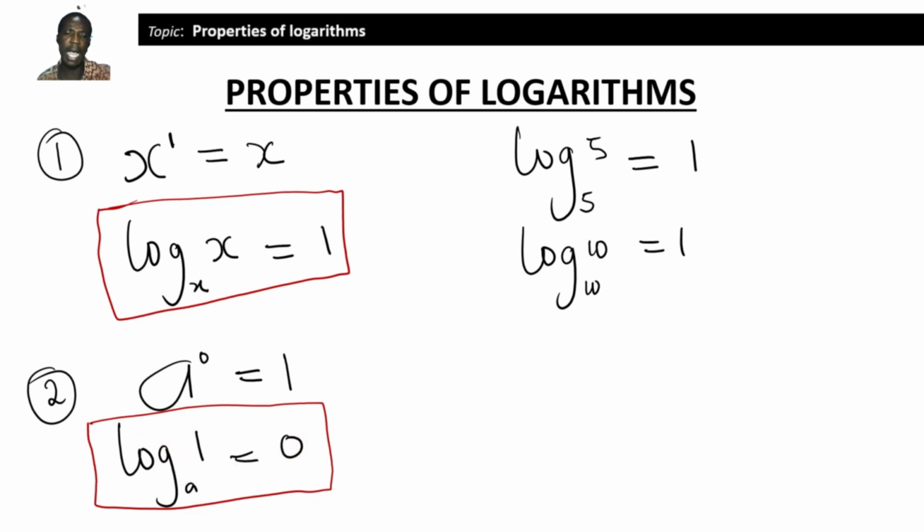So you see, everything we are looking at has a relation with indices. That is why logarithm and indices are like siblings.